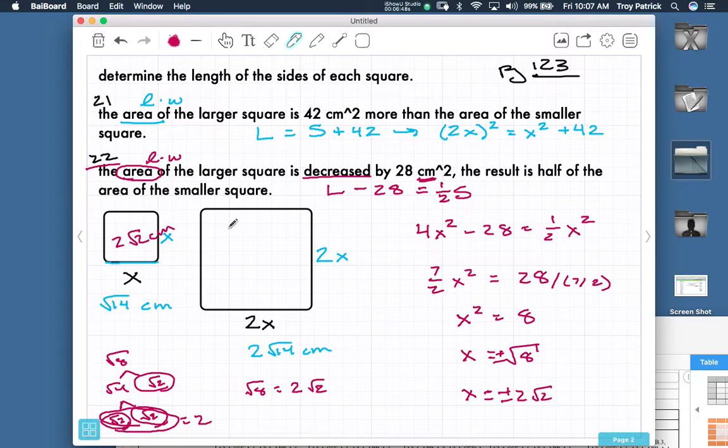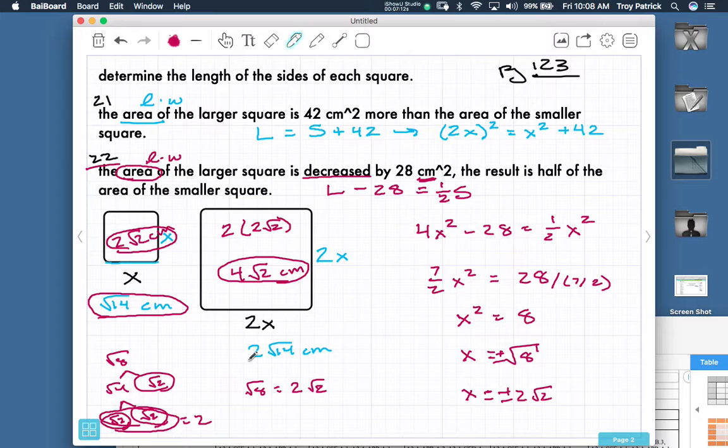So over here for the larger square, we have 2 times x, 2 times 2 square roots of 2. Well, that reduces to 4 square roots of 2 centimeters. And there's your answer for the larger one in number 22. There are two answers, one for the smaller square and one for the larger square in number 22. Same for number 21. A distance for the smaller square and a length of side for the larger square. Don't forget to put the units on there when necessary.